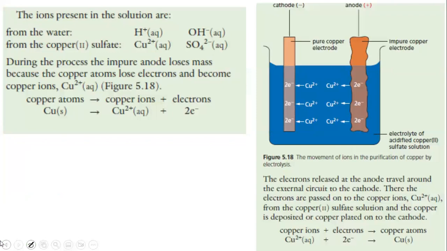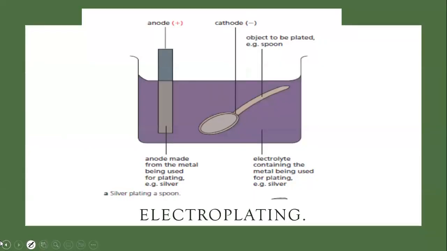Now, another application: electroplating. So when I have a piece of jewelry, a piece of cutlery, my pots and pans, anything that needs to be covered with a layer of metal, I will do electroplating. So in electroplating, one thing that I have to remember is who will be the cathode and who will be the anode. So remember this.